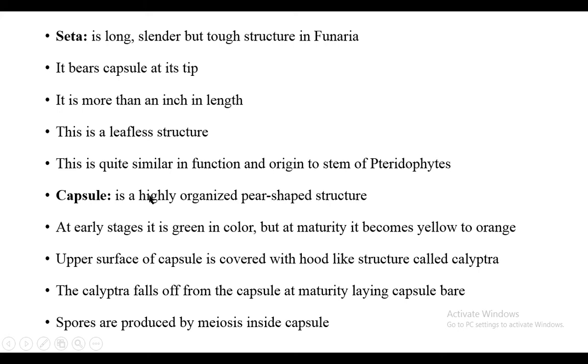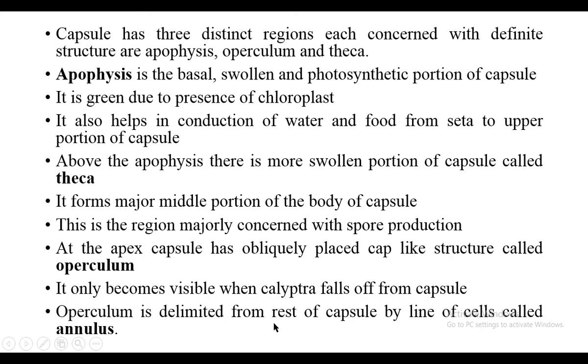Capsule. Capsule is a highly organized pear-shaped structure. At early stages, it is green in color, but at maturity it becomes yellow to orange. The upper surface of the capsule is covered with a hood-like structure called calyptra. इसके ऊपर hood-like structure calyptra है. The calyptra falls off from the capsule at maturity, leaving the capsule bare. Spores are produced by meiosis inside the capsule. Capsule has three distinct regions: apophysis, theca, and operculum.